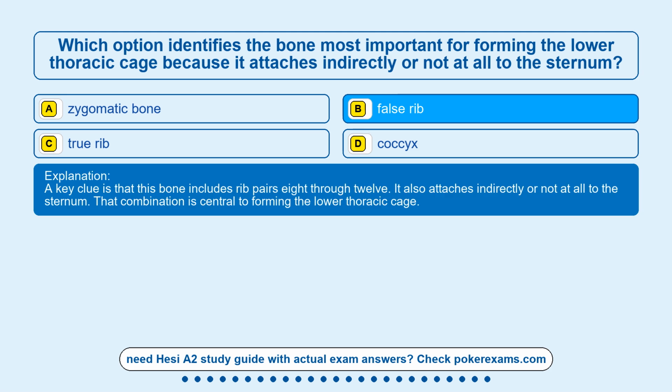A key clue is that this bone includes rib pairs 8 through 12. It also attaches indirectly or not at all to the sternum. That combination is central to forming the lower thoracic cage.